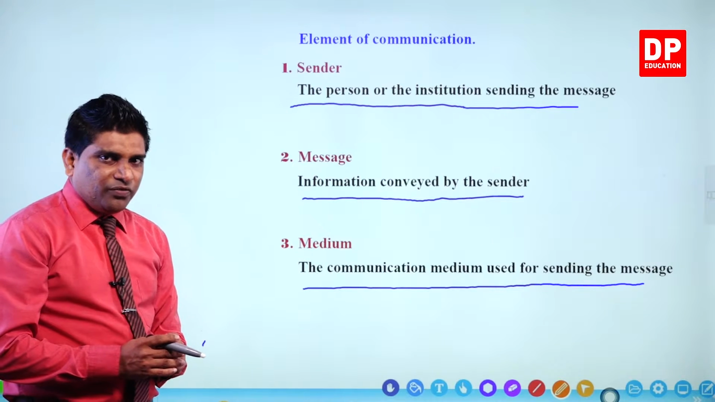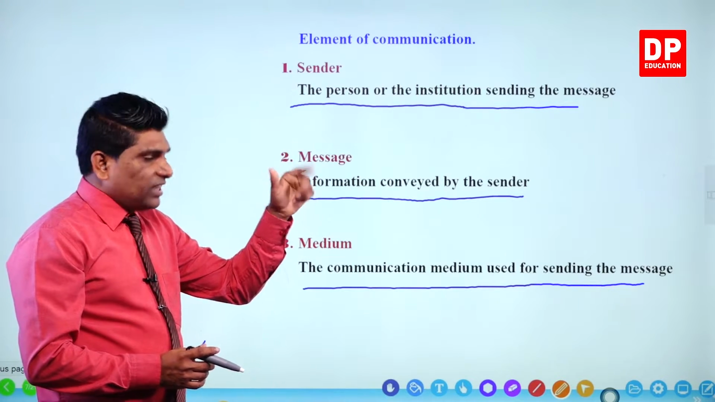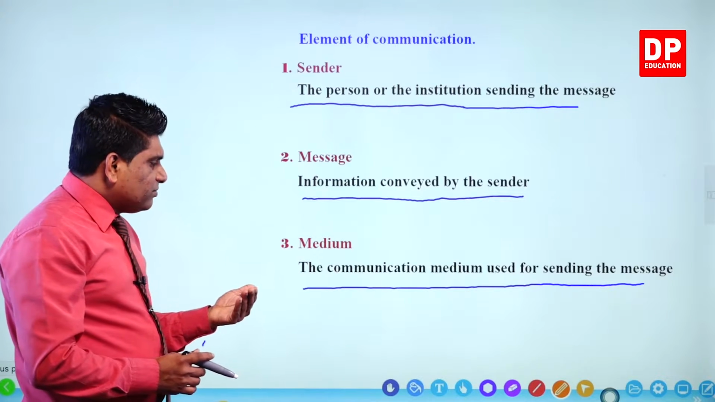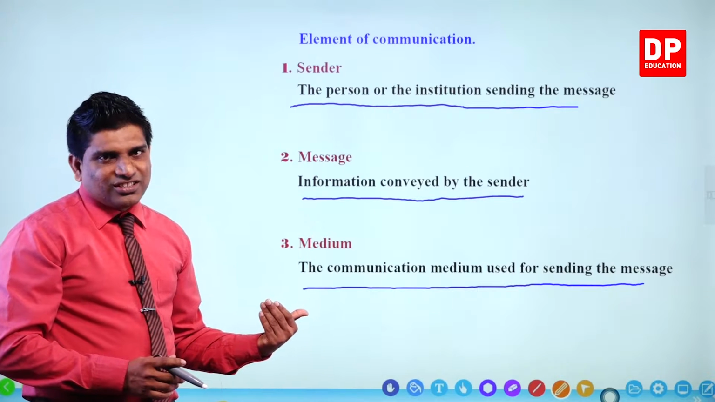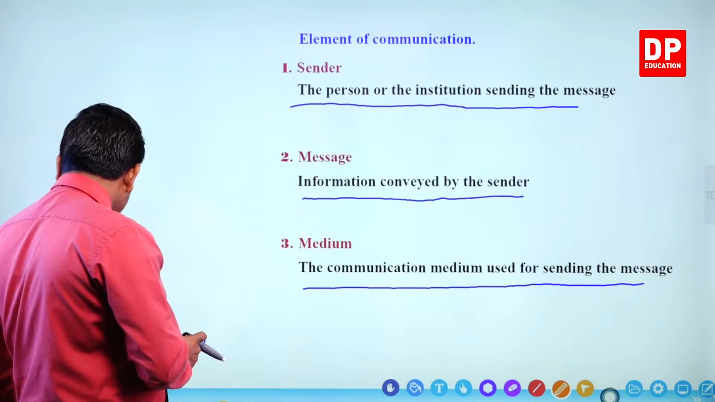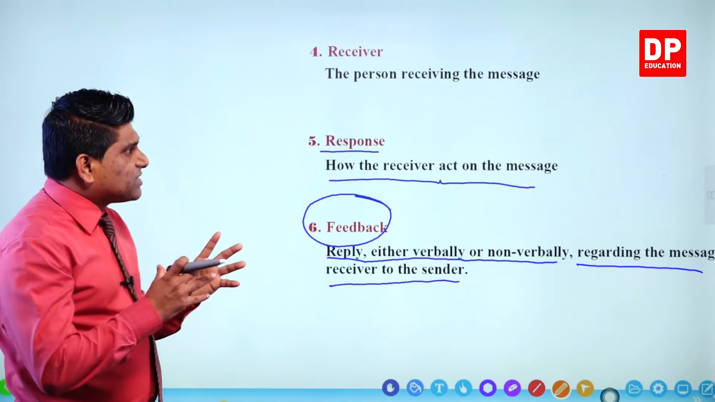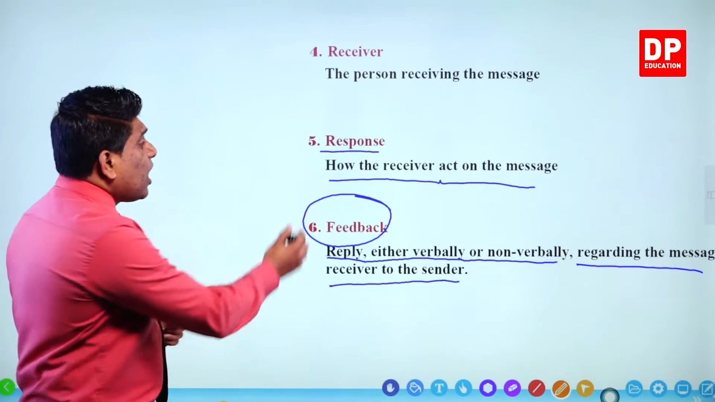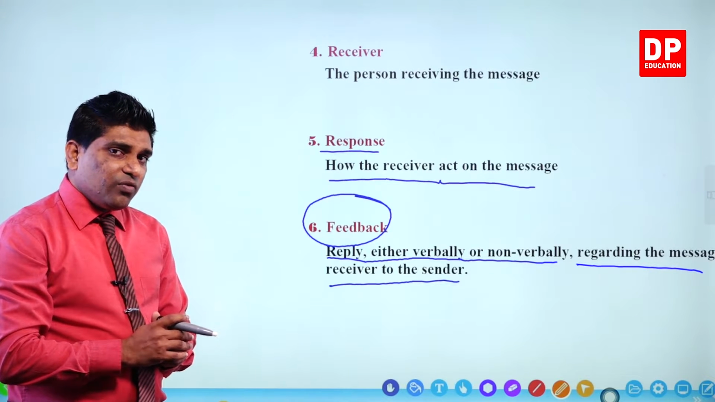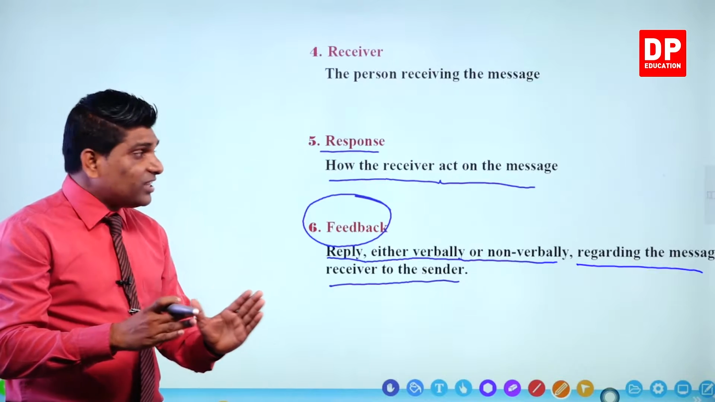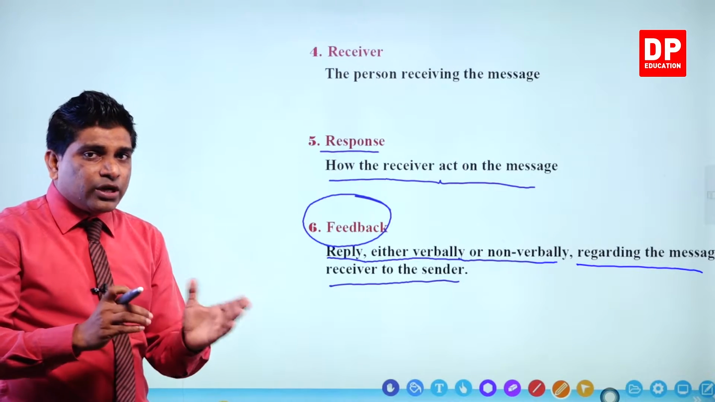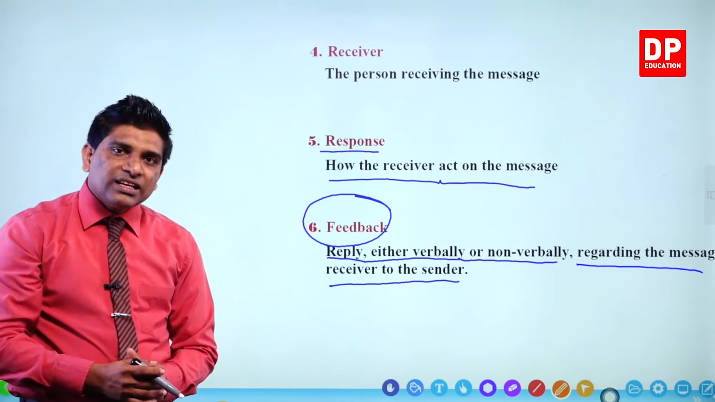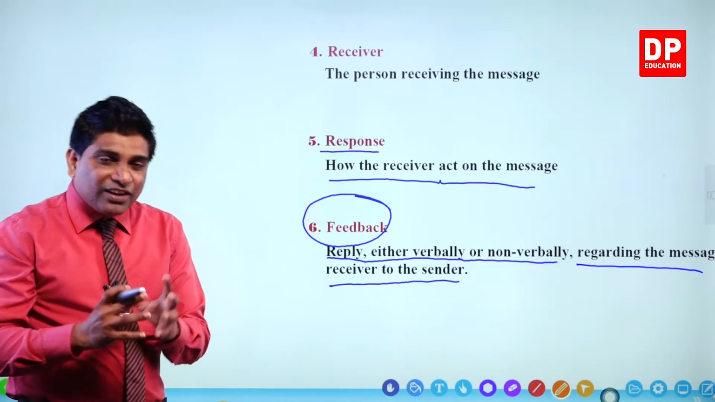Now, the elements of communication. First one is the sender, the person who sends the message. Message, information conveyed by the sender. Then medium, the communication medium used for sending the message. What is the medium you use? Then receiver, the person who is receiving the message. Response, how the receiver acts on the message, what he or she thinks about your message. Finally, she or he decides to give a reply to you. That reply is called feedback. This feedback should be connected with the sender.